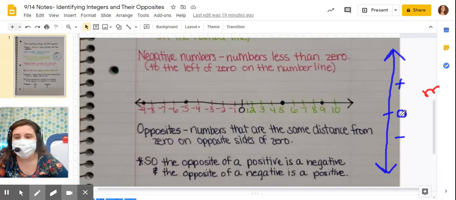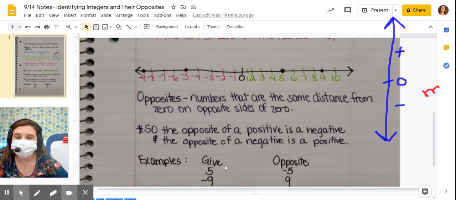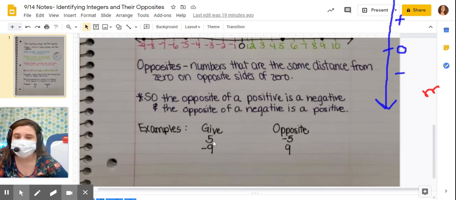That is also how we can find an opposite. Opposites are numbers that are the same distance from 0 on opposite sides of 0. So we know that up and down are opposites. We know that left and right are opposites. If you were given a number, 5 is positive, its opposite would be negative. So the opposite of a positive number is a negative number, and the opposite of a negative number is a positive number.